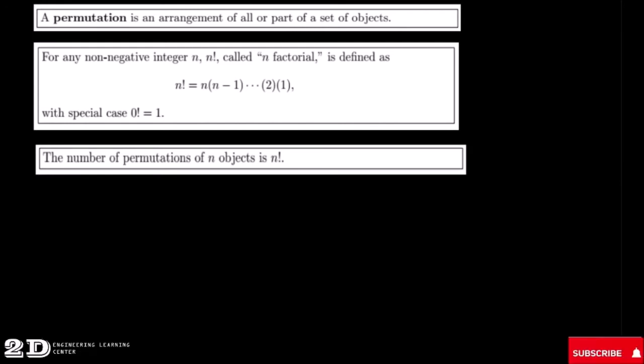There is a derivation of why 0 factorial is equal to 1. It is a very good derivation, so if you can search for that, it's good. I will also try to have a video on how to derive the special case in which 0 factorial is equal to 1. Okay, so the number of permutations of n objects is n factorial.